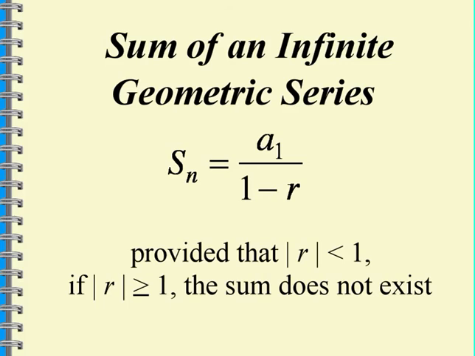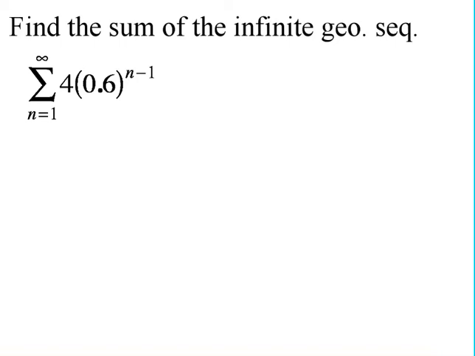So we've got one more problem we're going to look at. Find the sum of the infinite geometric sequence. Now, you're probably wondering, oh my gosh, that doesn't look like anything we've looked at. And you're right, it doesn't. So we've got to talk a little bit about what it means. The infinity sign tells you it's an infinite geometric sequence. 4 is your a sub 1. 0.6 is your ratio. And if you notice, the rest of it fits into the formula that we were writing.